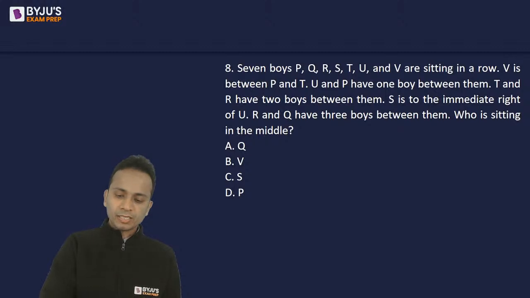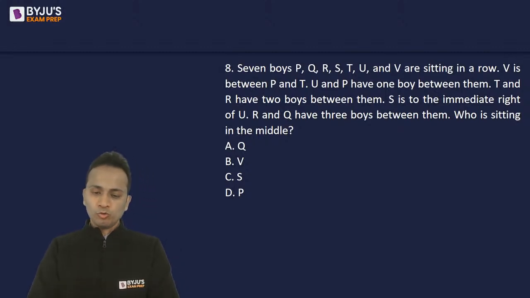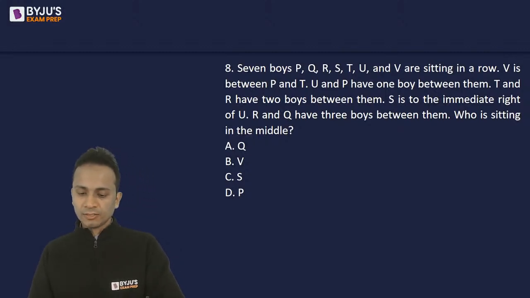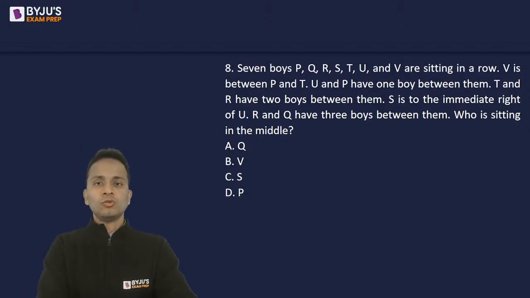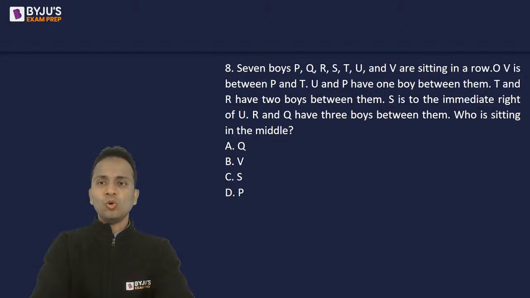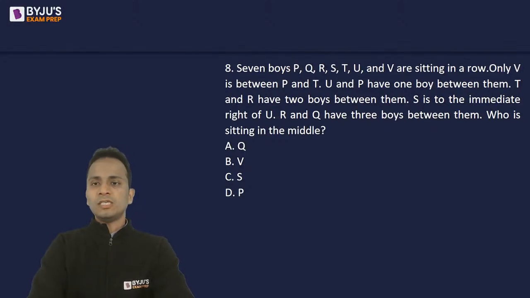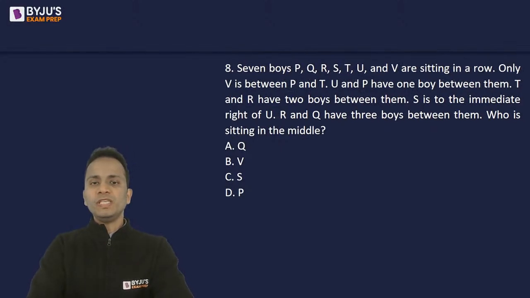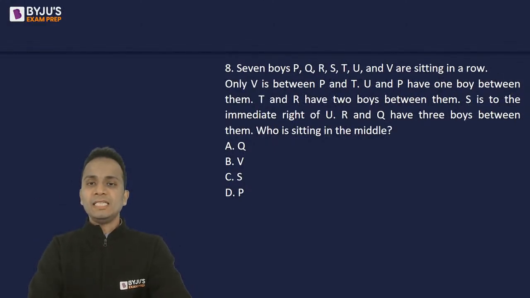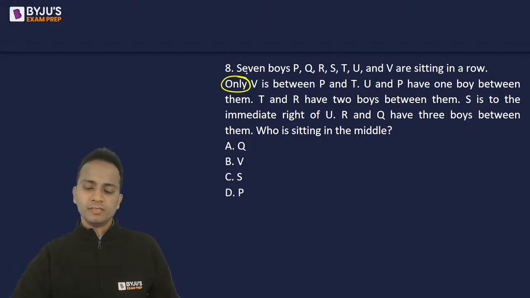Okay, I will make a small correction. I hope you would have considered that. So, a very small correction. In the second line, it says only V is between P and T. Only V is between P and T. Okay. So, I have added this word only.